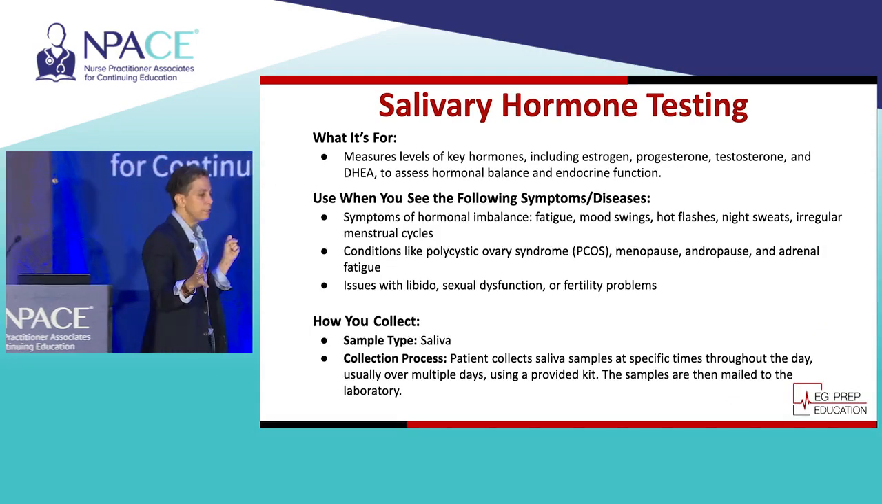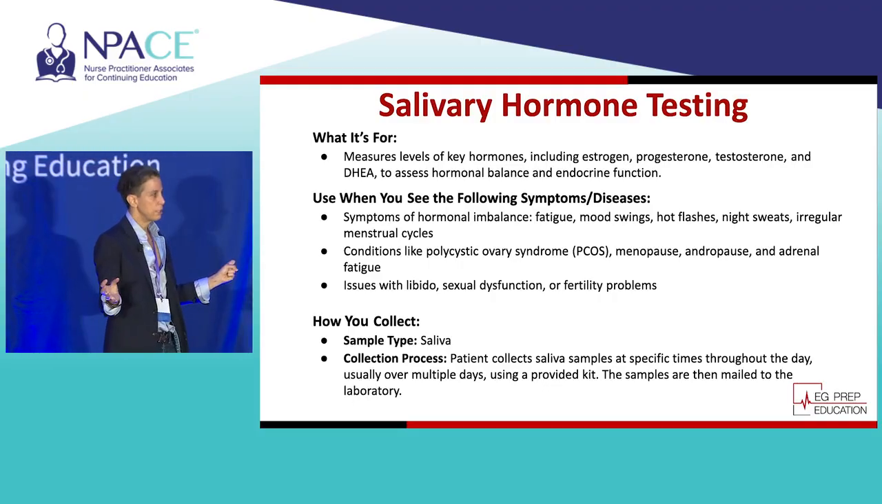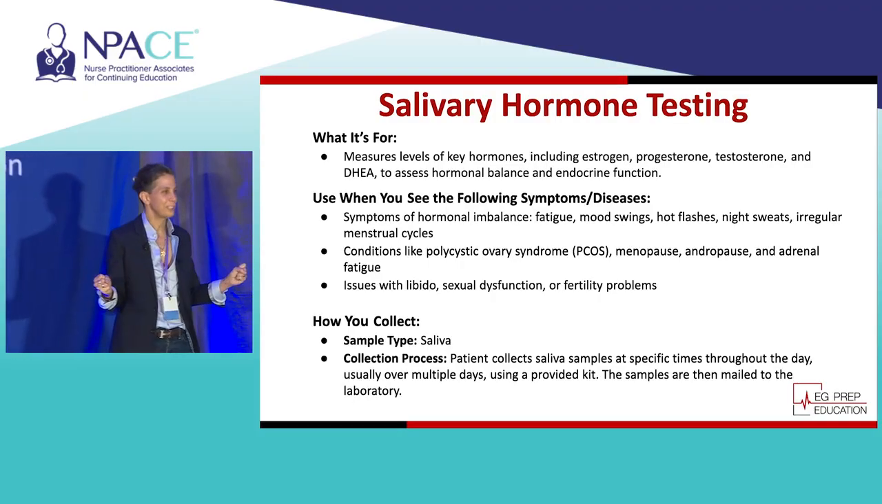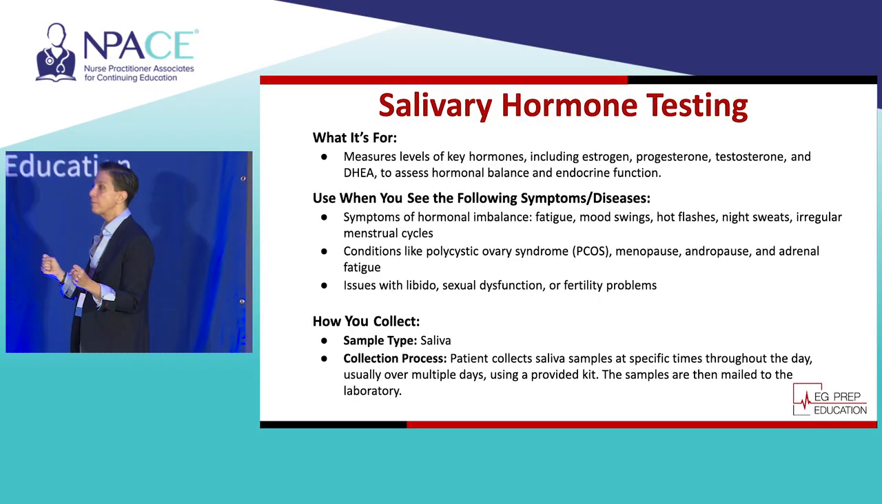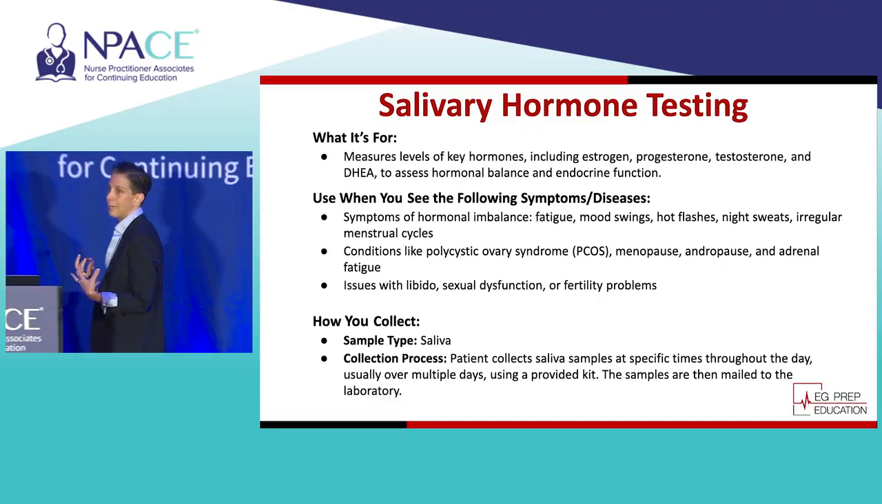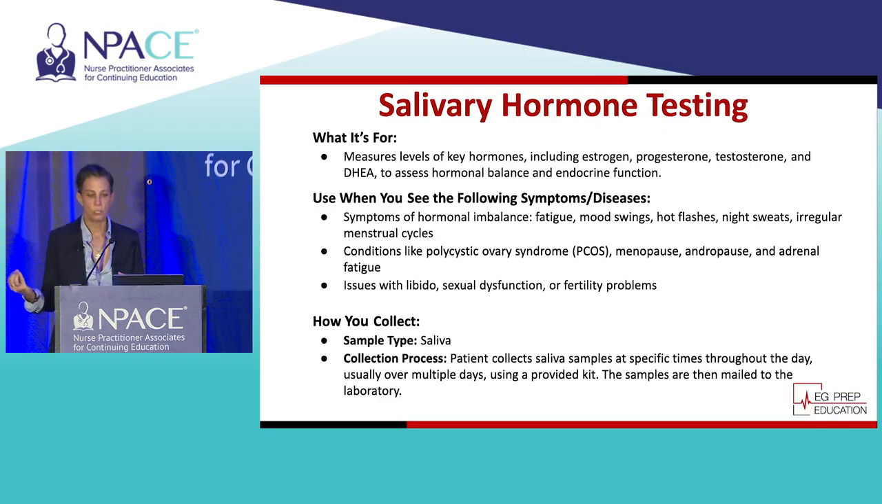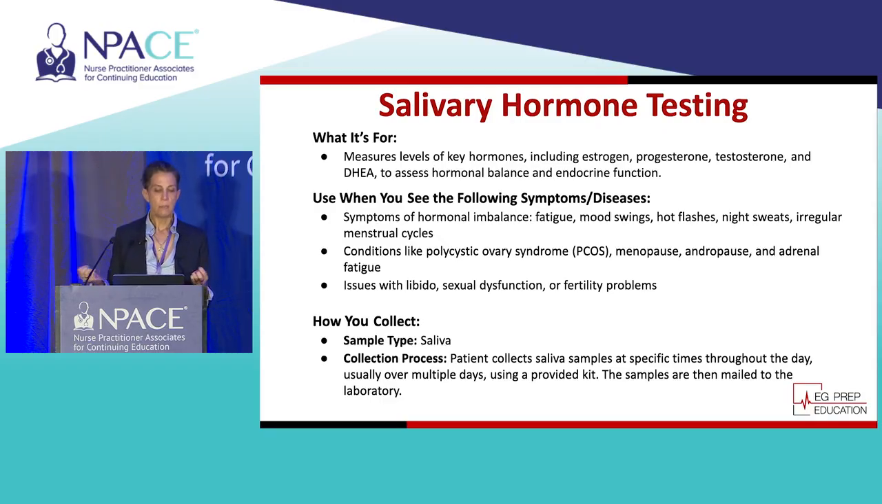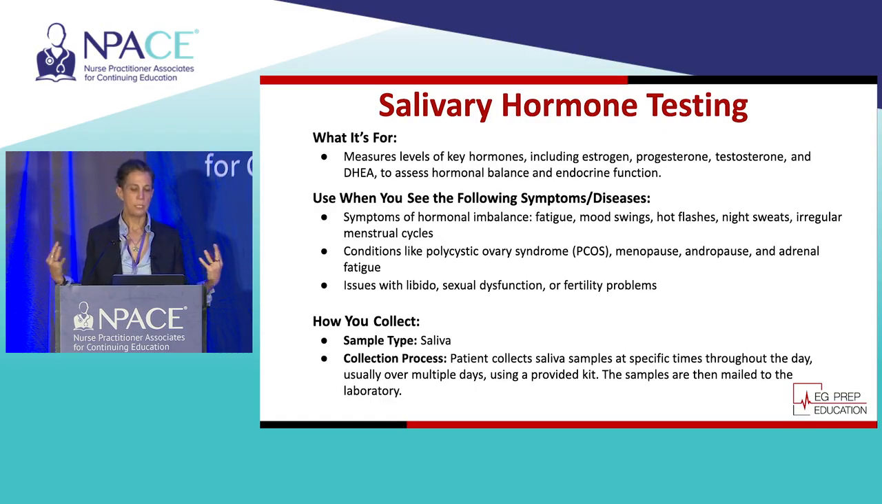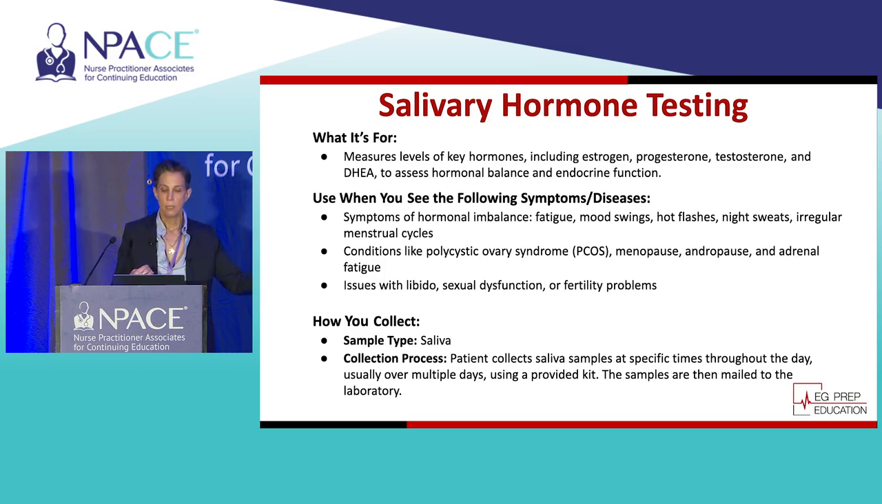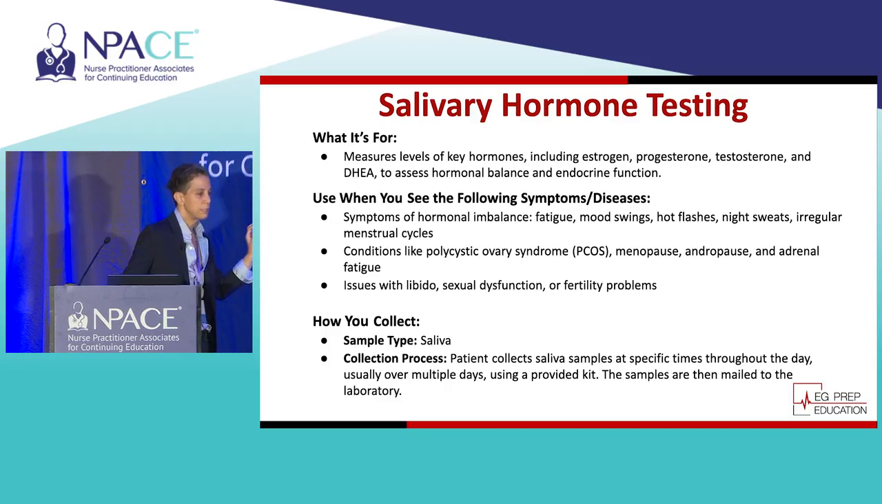All right, we did urine, we did poop, let's go to saliva. All things we don't really use in conventional medicine. Salivary hormone testing, this is how I like to test for hormones on my patients. It measures levels of key hormones, including estrogen, progesterone, testosterone. And again, when you see the classic symptoms, fatigue, mood swings, PCOS, libido, sexual dysfunction, you're going to want to do this. Saliva, you spit into something like four times a day, you send it off to the lab.